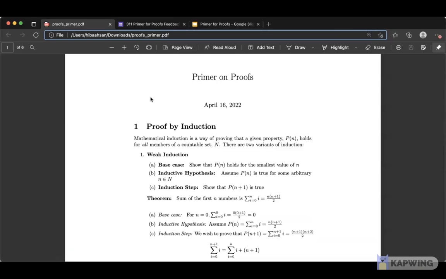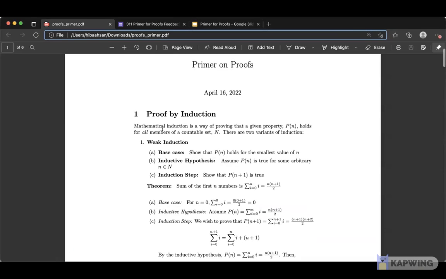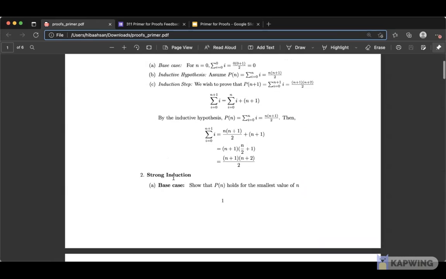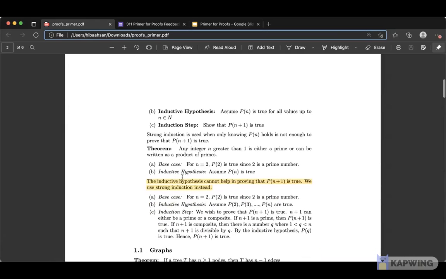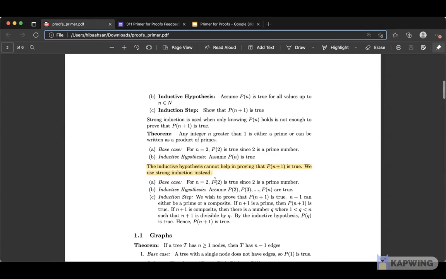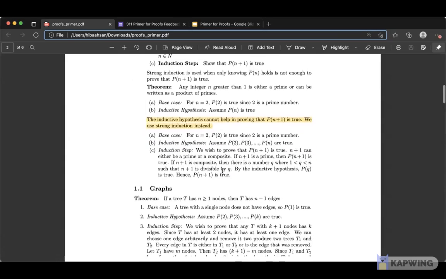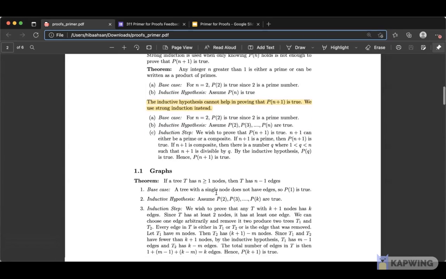We first start off with proof by induction. This is a frequently used method for proving the correctness of an algorithm. We cover what weak induction is, what strong induction is. We provide examples of how this can be applied to prove the correctness of an algorithm, and also when a weak induction may not work and how strong induction needs to be used instead. We then move on to graphs and give examples as to how induction can be used on graphs.